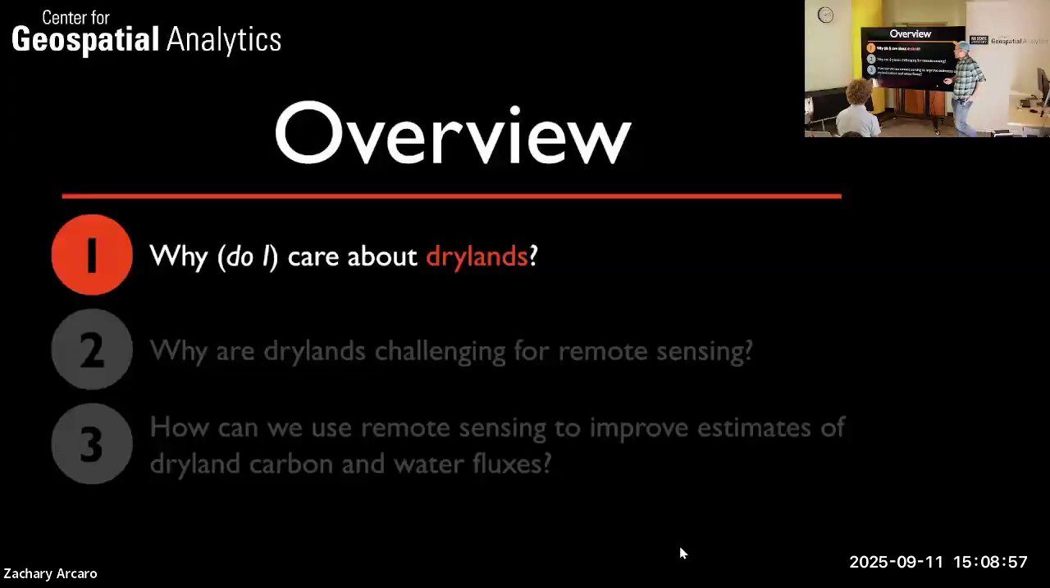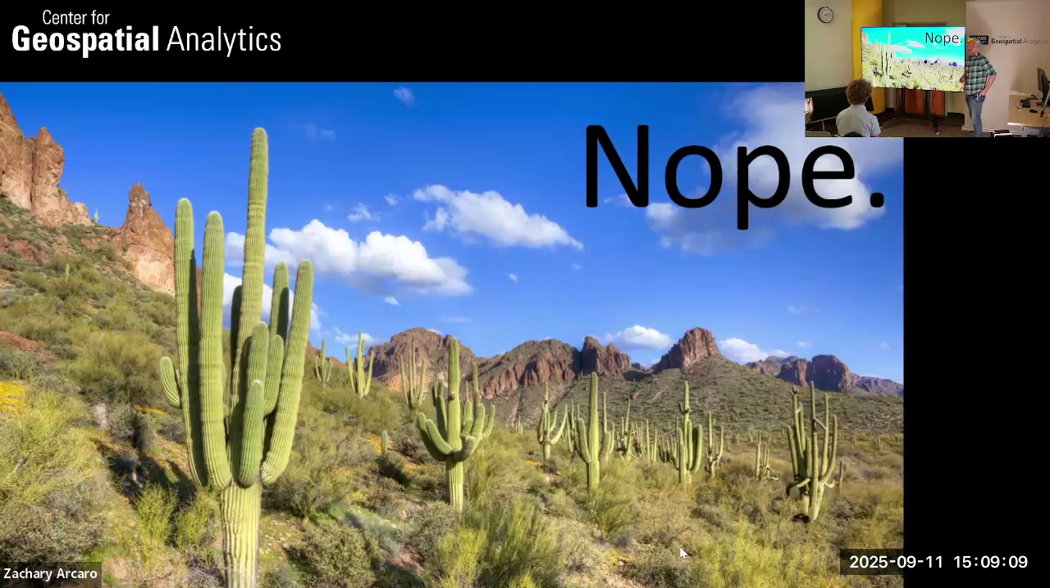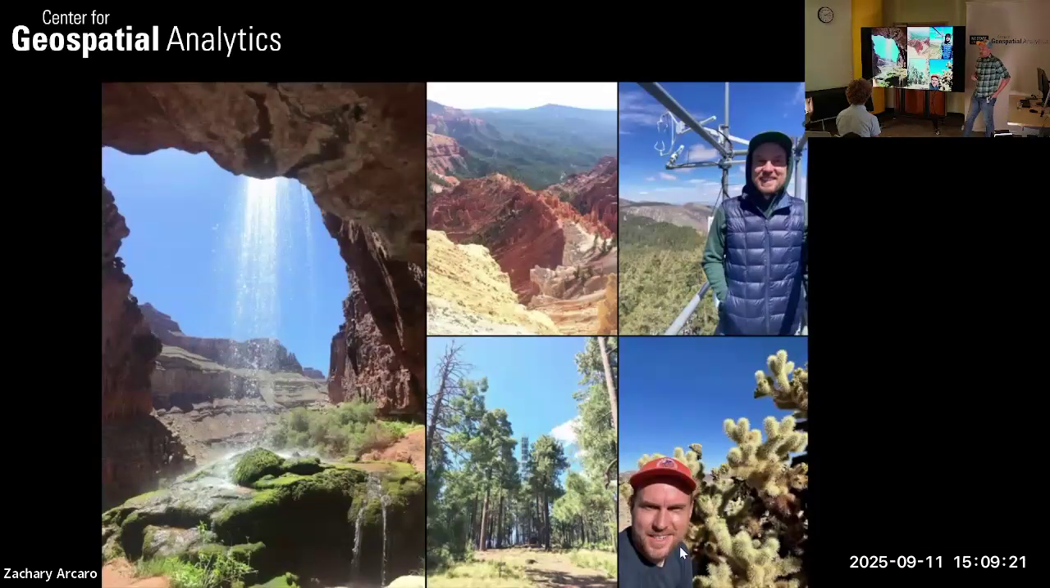So let's start with why we should care about drylands and why I care about drylands. Often when we picture drylands, we might picture something like the Sahara Desert, a wasteland of sand and rock with very little vegetation. In reality, a lot of drylands don't look like that. They're actually very diverse. They have very green surfaces and complex canopies, and they're actually super interesting and beautiful. And that's part of the reason why I care about drylands, to answer that question, is I think these are some of the most beautiful landscapes on Earth. I lived in Tucson for a couple years and fell in love with them.